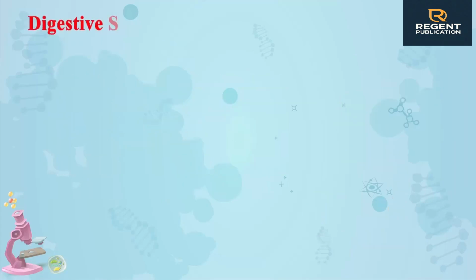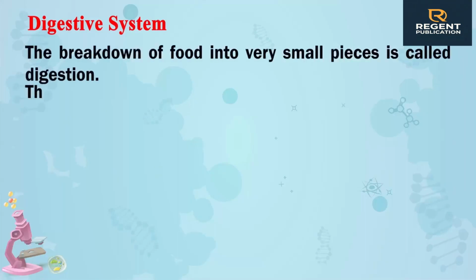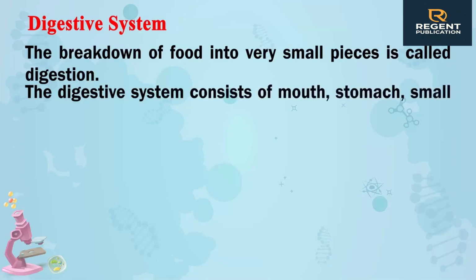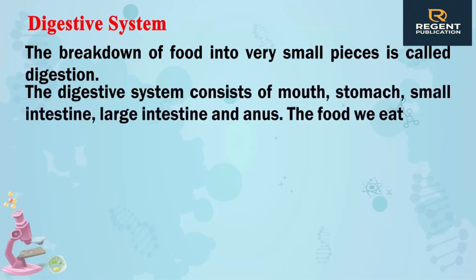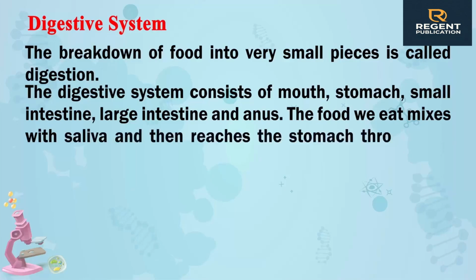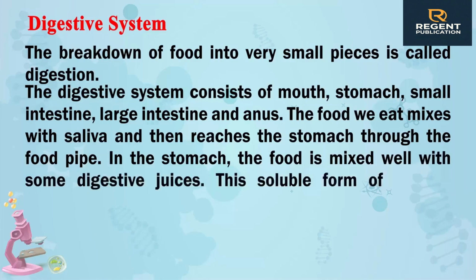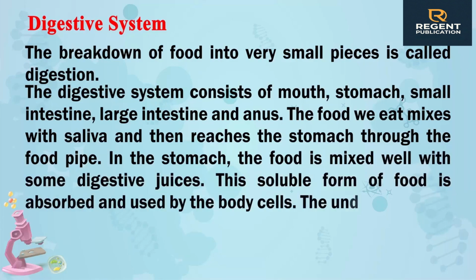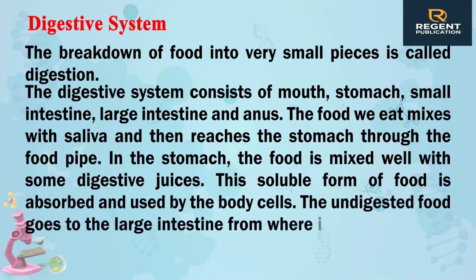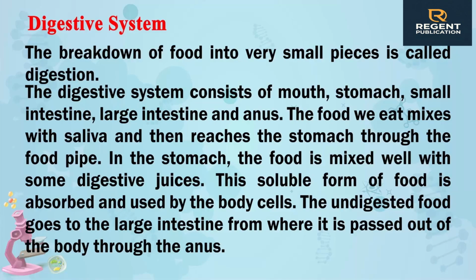Digestive system. The breakdown of food into very small pieces is called digestion. The digestive system consists of mouth, stomach, small intestine, large intestines, and anus. The food we eat mixes with saliva and then reaches the stomach through the food pipe. In the stomach, the food is mixed well with some digestive juices. This soluble form of food is absorbed and used by the body cells. The undigested food goes to the large intestine, from where it is passed out of the body through the anus.